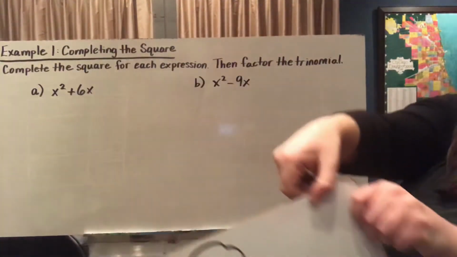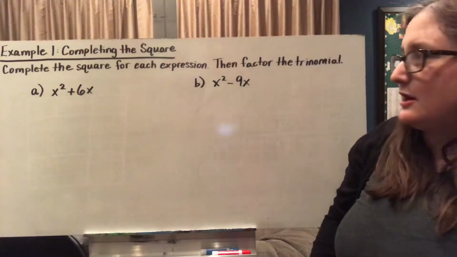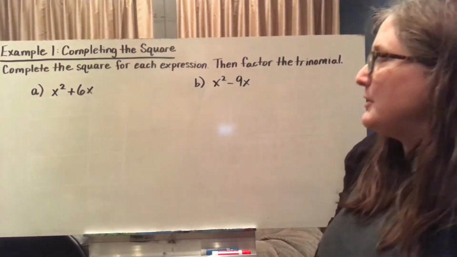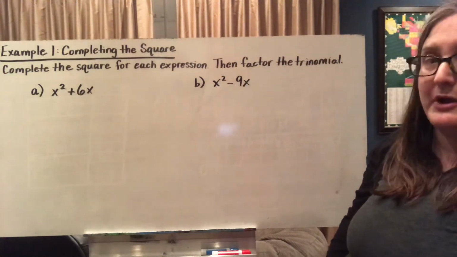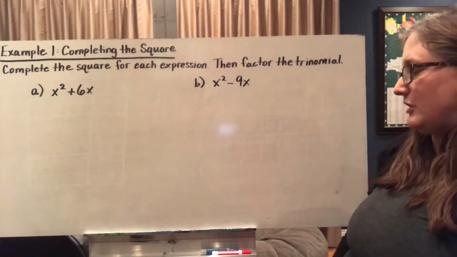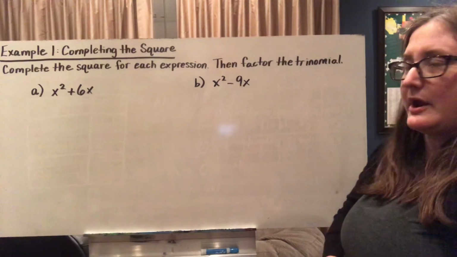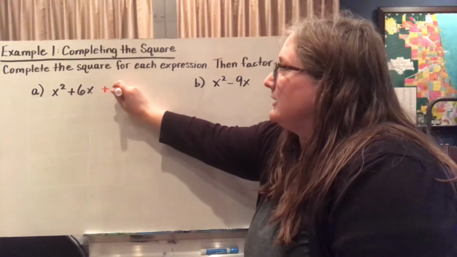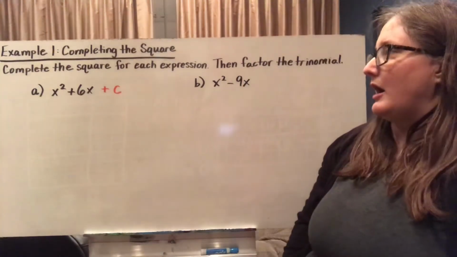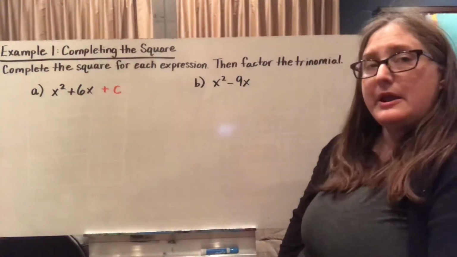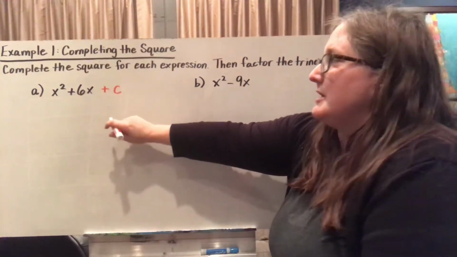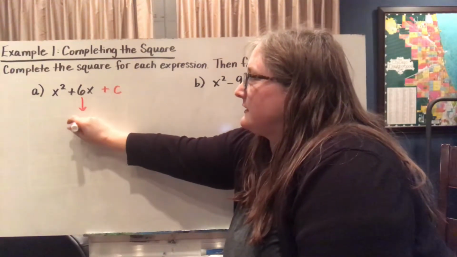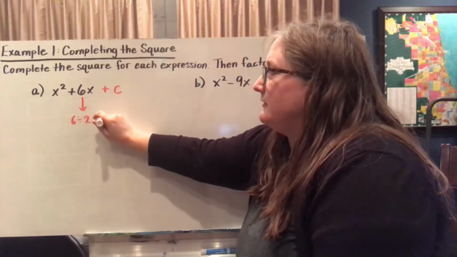So let's see how this works with an actual problem. So here we have x squared plus 6x. And we want to complete the square for the expression and then factor the trinomial. So by completing the square, we're going to be adding a c number here to our expression. So the way we decide on this c value is we want to take half of our b value. So 6 divided by 2 is 3.